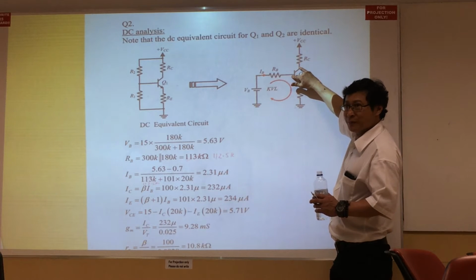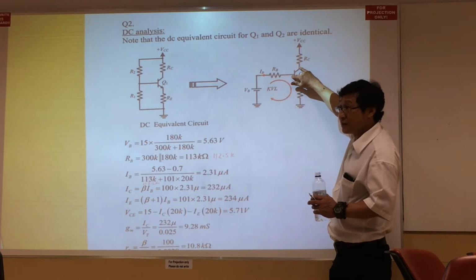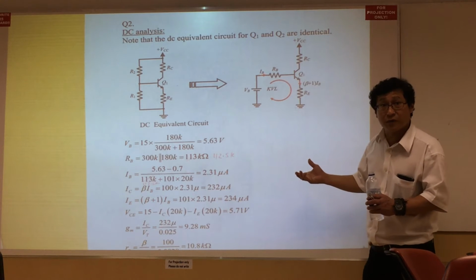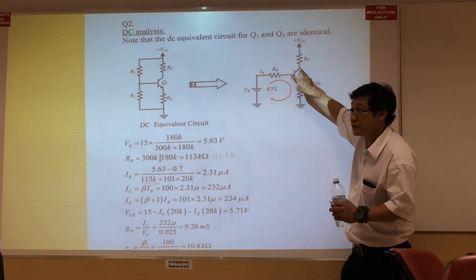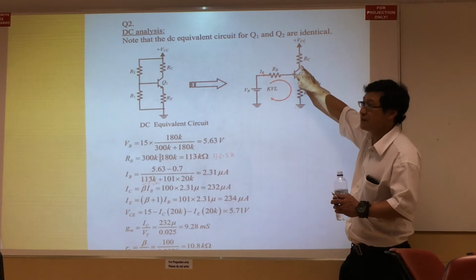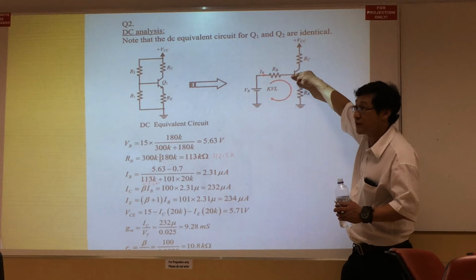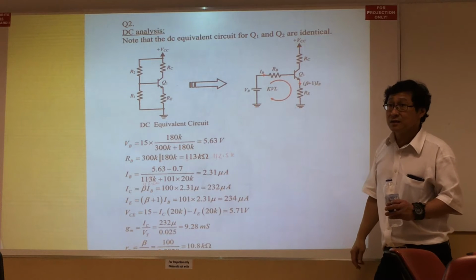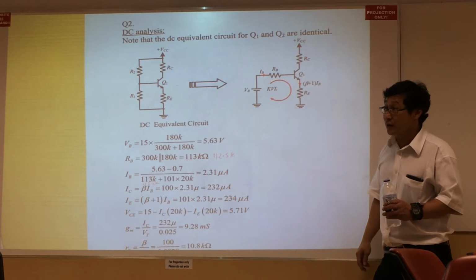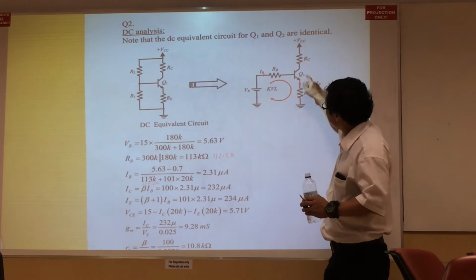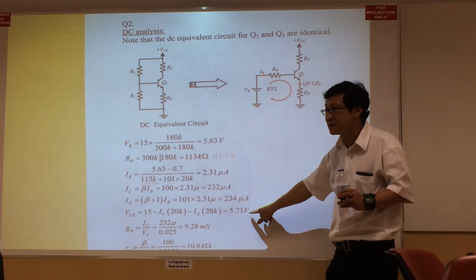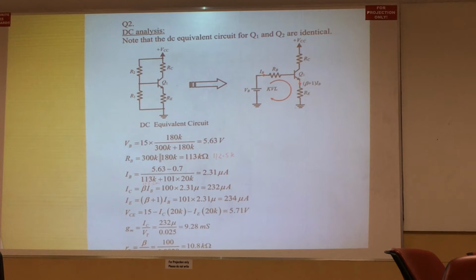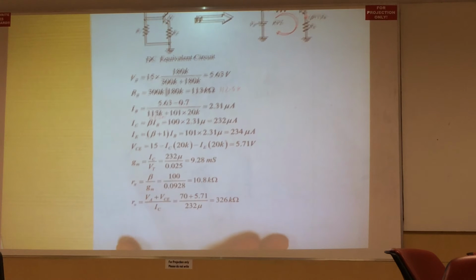Reverse bias, right? When a transistor is in the active mode of operation, this junction VCB is reverse bias, this is forward bias, right? This too will become forward bias when the transistor is in saturation. Alright? So this is just to help you to identify that the transistor is in the active mode of operation.